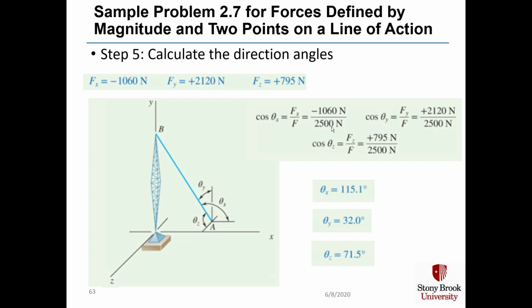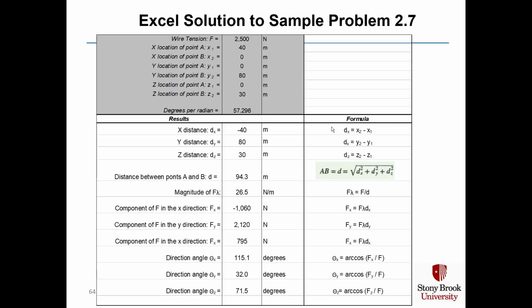With those 3 direction cosines, we just take the arc cosine to find the angles. Theta sub x equals 115.1 degrees, theta sub y equals 32 degrees, and theta sub z equals 71.5 degrees. Here's an Excel solution that shows the step-by-step calculations.